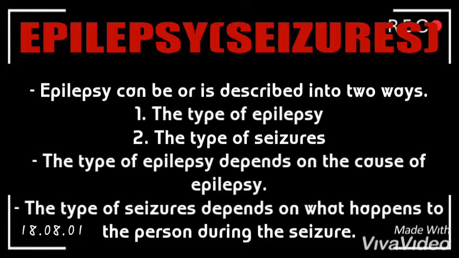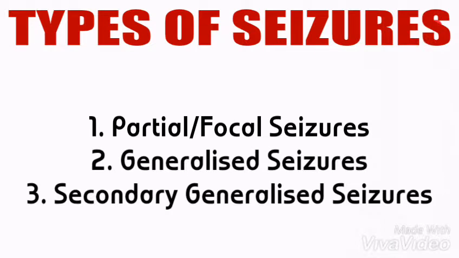First, the type of epilepsy and the type of seizure. So the type of epilepsy depends on the cause of epilepsy, and the type of seizure depends on what happens to the person during the seizure. Types of epileptic seizures: partial or focal epileptic seizures, generalized seizures, secondary generalized seizures.